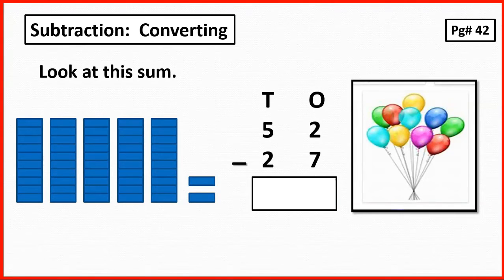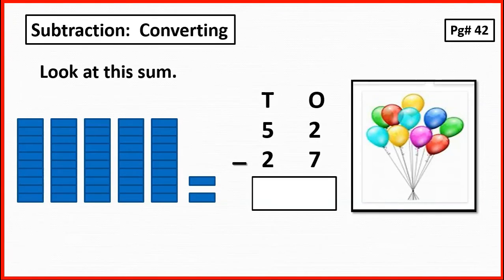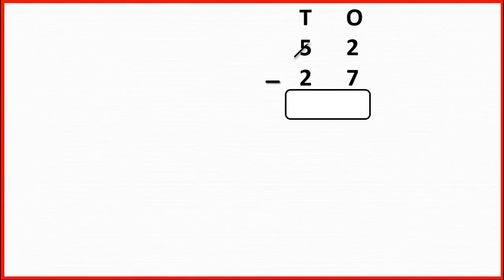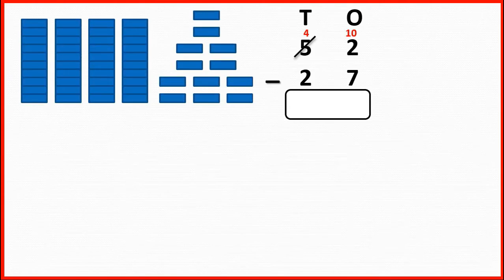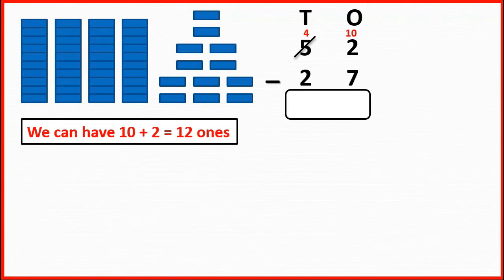Look at here. How can we take away 7 ones from 2 ones? We need more ones. Take 1 ten from the tens column and change it into 10 ones. Now there are 4 tens left, and there are 2 ones and 10 more ones. Now we have 10 plus 2 equals 12 ones.